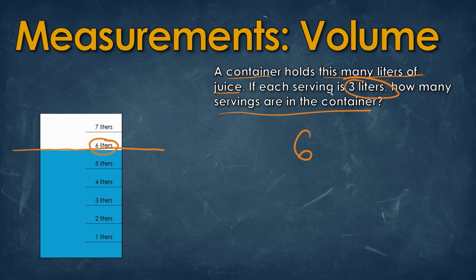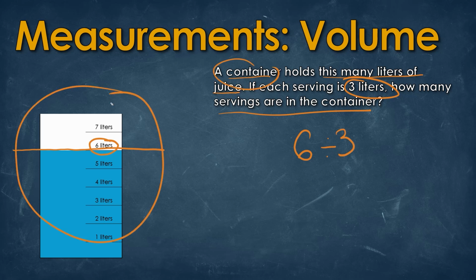Now it says a serving is 3 liters. How many servings are in the container? So we want to see how many servings are in this one container, and we know that each serving is 3 liters. So it is 6 divided by 3, which if we remember is equal to 2. So our answer is 2 servings.